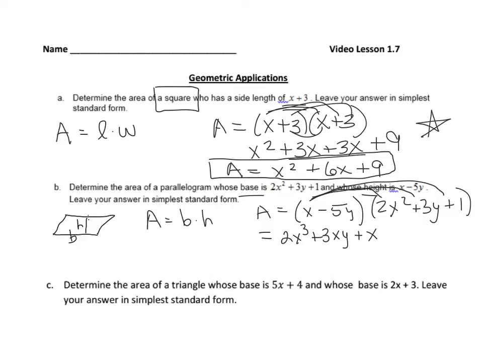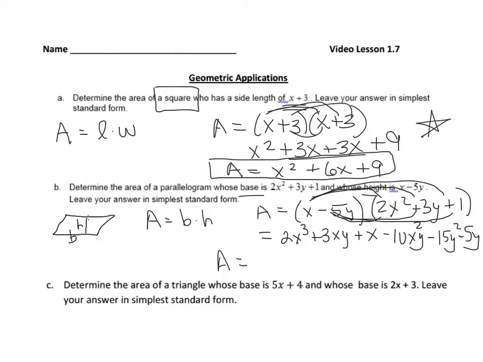Now I'm going to take the negative 5y and distribute it through. Negative 5y times 2x squared gives me negative 10. I'll put the x squared first and then the y. Negative 5y times positive 3y gives me negative 15y squared. And negative 5y times 1 just gives me negative 5y. Now let's see if there's any like terms we can combine.